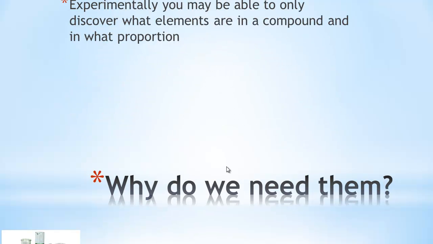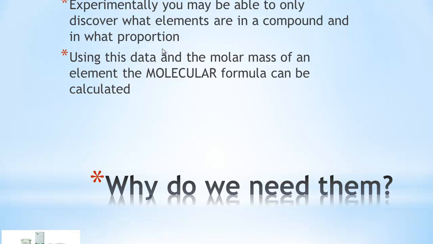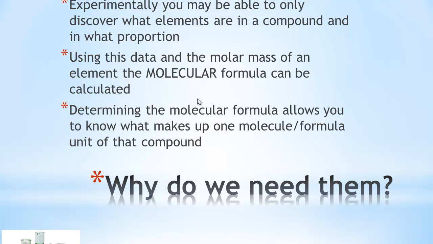So experimentally, you may only be able to discover what elements are in a compound. It's not going to tell you what the formula is, or the exact way that those particles are arranged. But if we were able to break something down and determine which elements were in there and in what proportion, we can use that data to help us identify the actual molecular formula. But in order to get that, we're going to need the empirical formula first. So using that mass data and the molar mass of an individual element, we can determine the molecular formula, and that molecular formula will be important for determining the compound's properties.